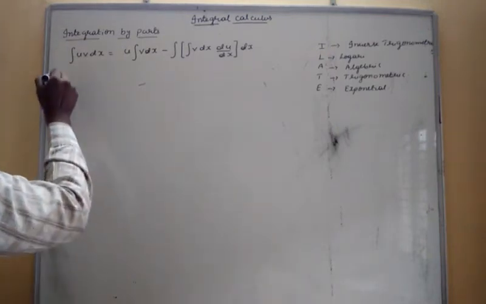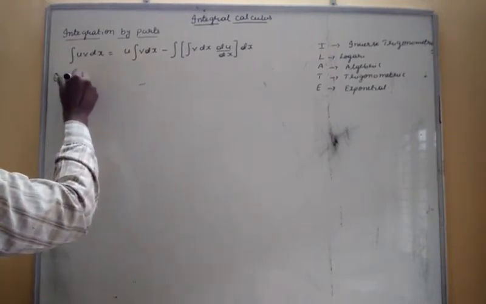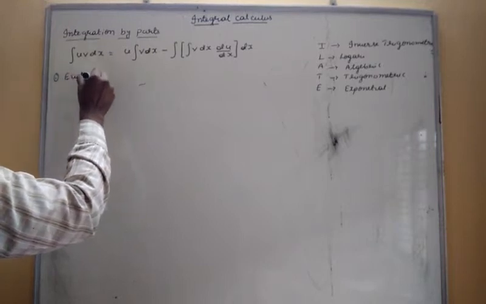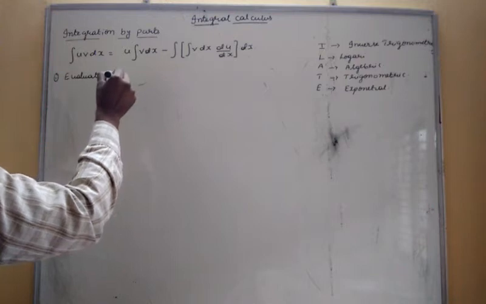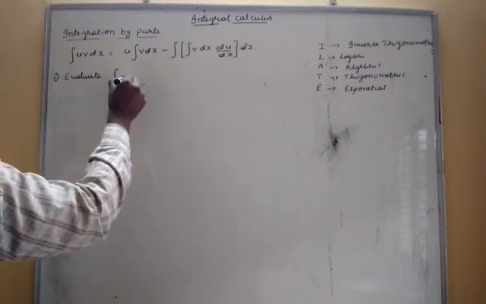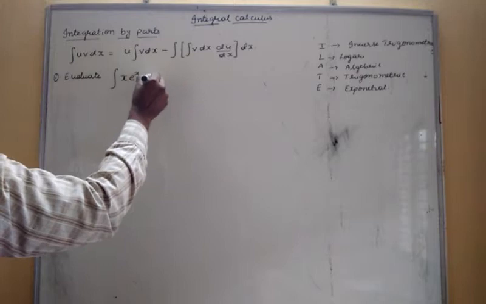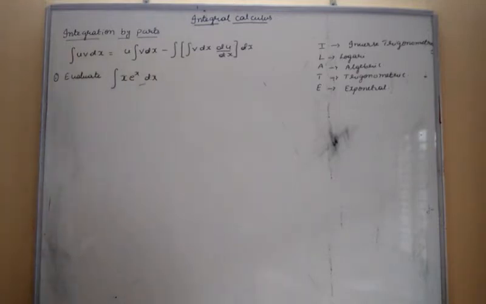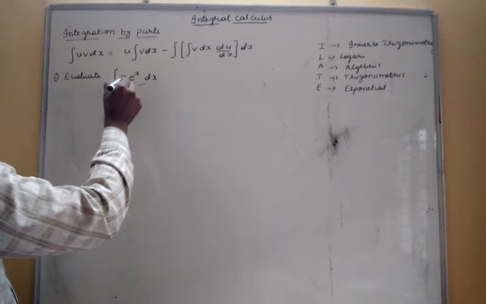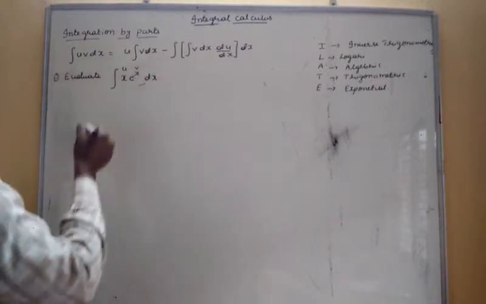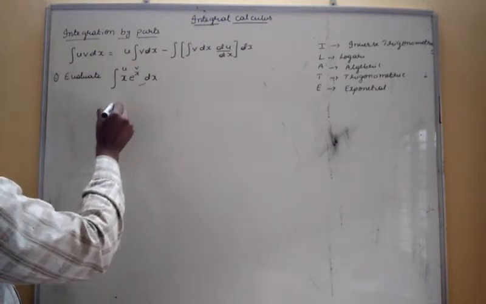Evaluate integration of x e to the power of x dx. In this, x is an algebraic function. Then we can consider the first function as u. So we should know the formula. So this is u, this is v. Okay, so let us apply the formula here.